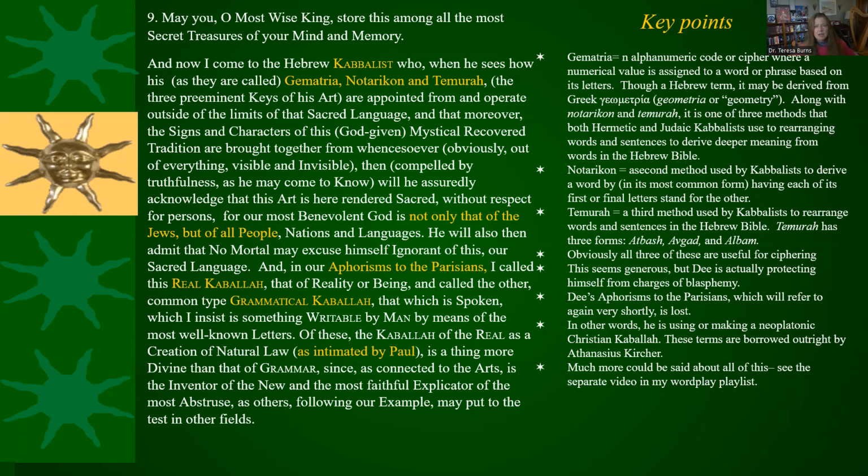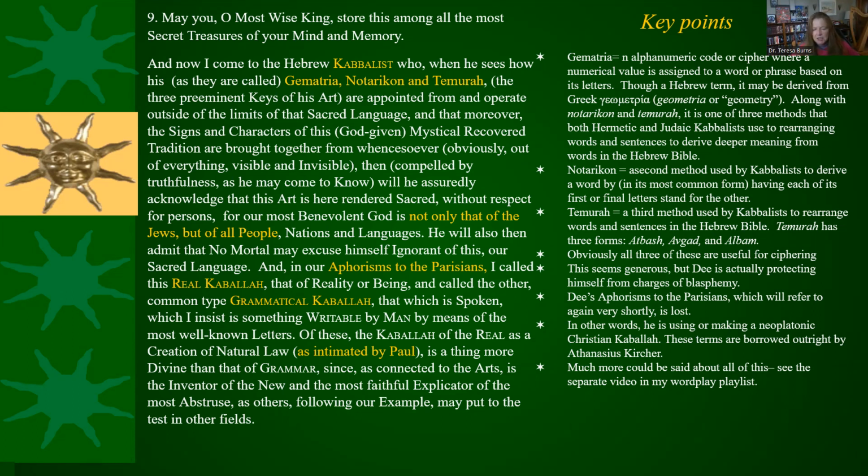Now, this exact language, exactly the way Dee wrote this in the Monas Hieroglyphia, is picked up by Athanasius Kircher and dropped into Kircher's work. He doesn't say that it's from Dee, but since it's exactly the same language, Dee is clearly his source. And I've got a video on that below, or I will a couple days after this post. We could say a whole lot about what he means about the difference between real and spoken Kabbalah, but I'll do it in that other video.